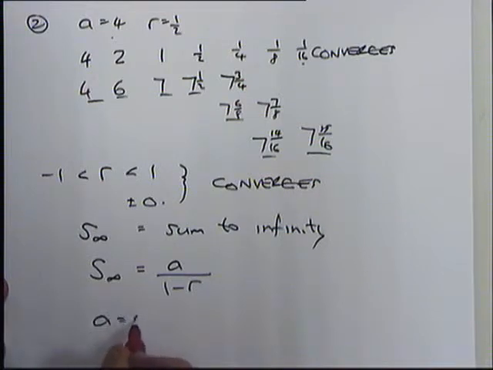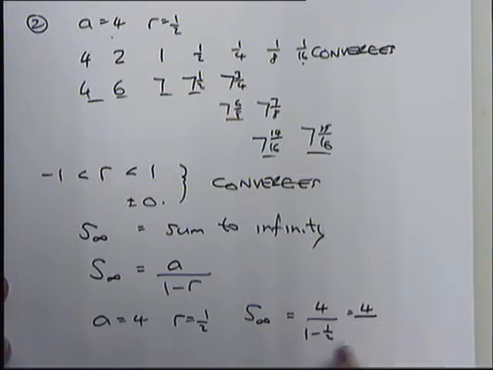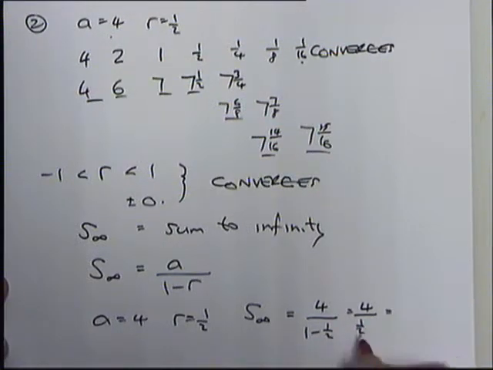I'll just write that down again. We've got a is 4, and r is a half. Well, the sum to infinity, using the formula here, is going to be a over 1 minus r. 4 divided by 1 minus a half is 4 divided by a half. How many times does a half go into 4?